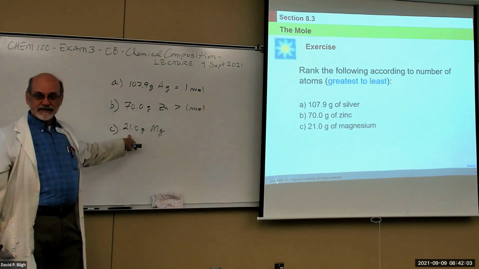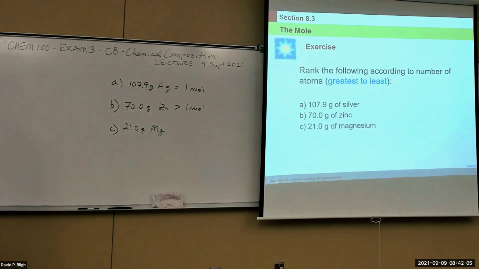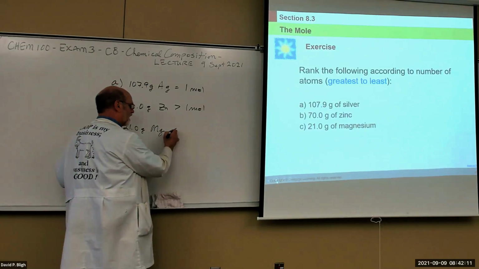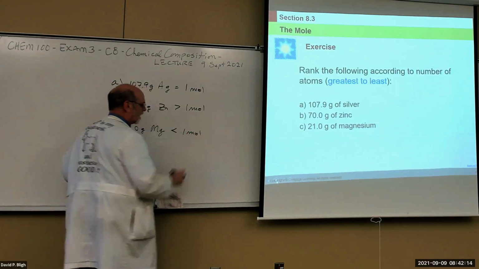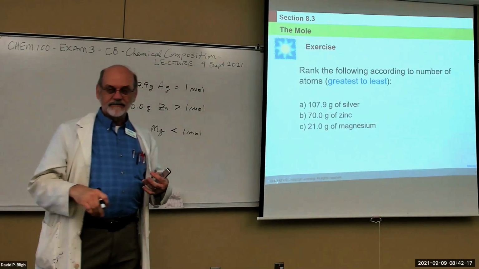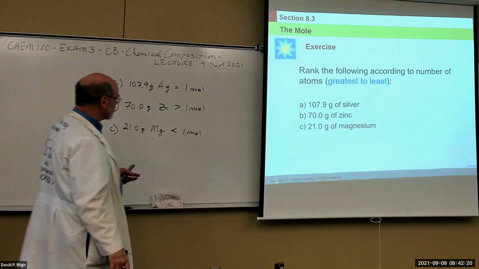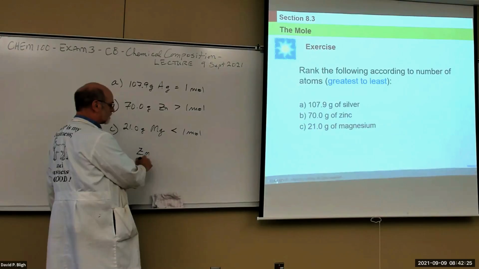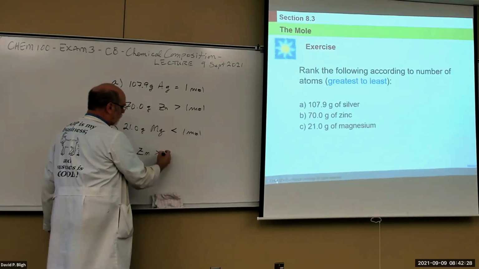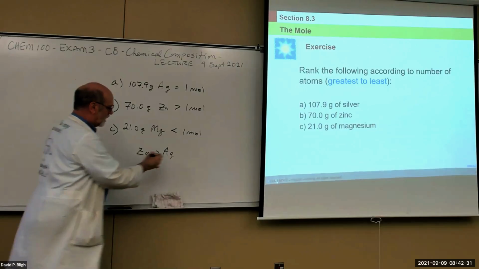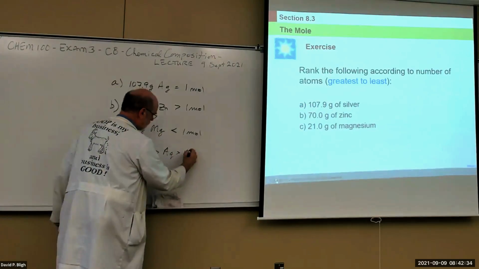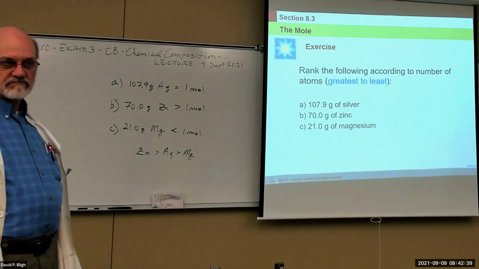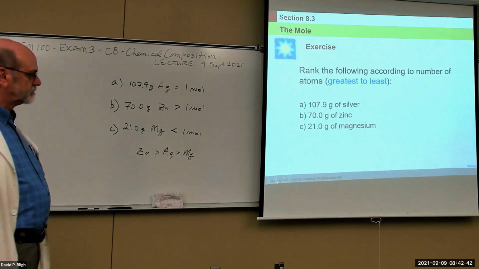And we've already seen magnesium. I think it was 24.3. Yeah, 24.31 grams is a mole of magnesium, so it's less than a mole. Now, since we only have 3, that makes it easy. From greatest to least, this is the greatest, zinc, in numbers of atoms. Then we have 1 mole of silver, and then we have magnesium. Okay. And you can knock that out in 15 or 20 seconds.